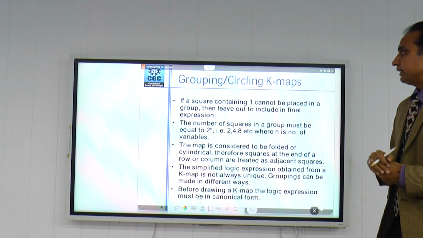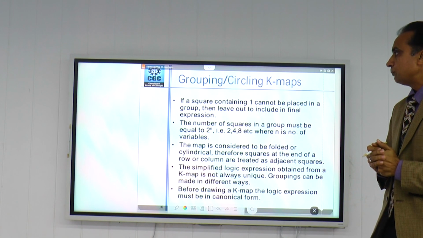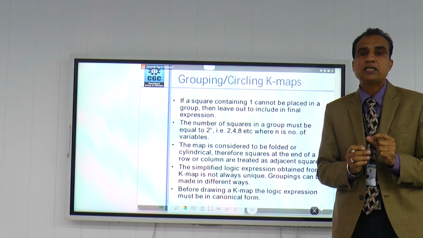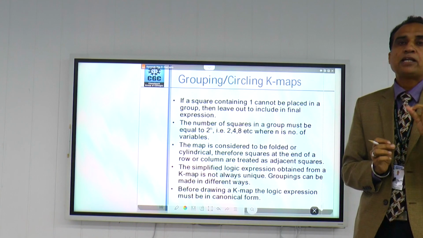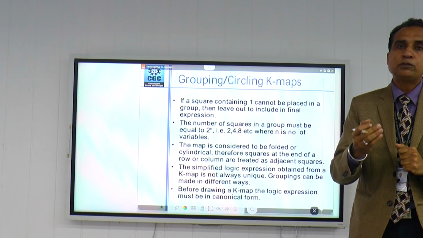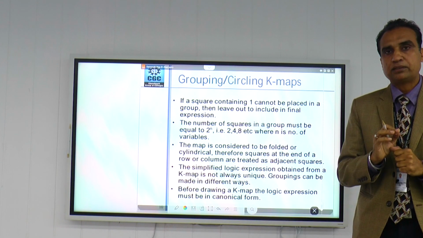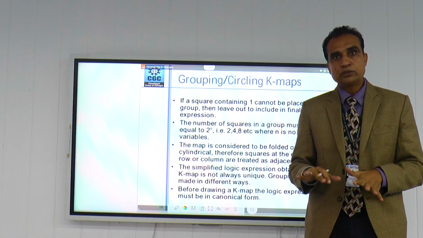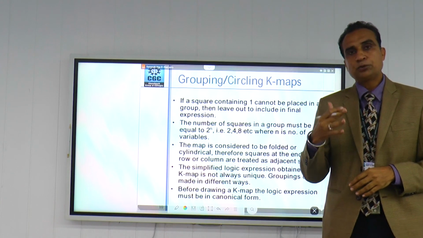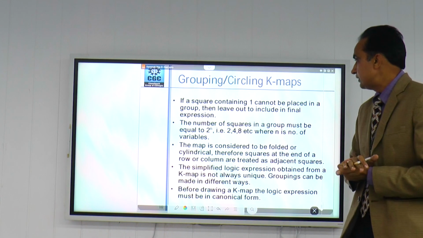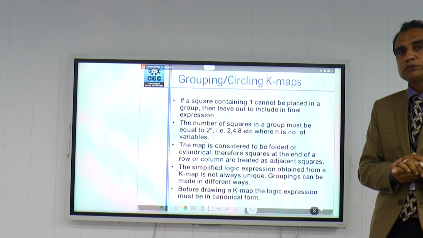If a square containing 1 cannot be placed in a group, then leave it out and include it directly in the final expression. If there is a one that cannot participate in any group, then that value can be included directly into the answer. Meaning there may be some ones that are not included in any group, and they should be included in the answer directly. The number of squares in a group must be equal to 2 raised to the power.